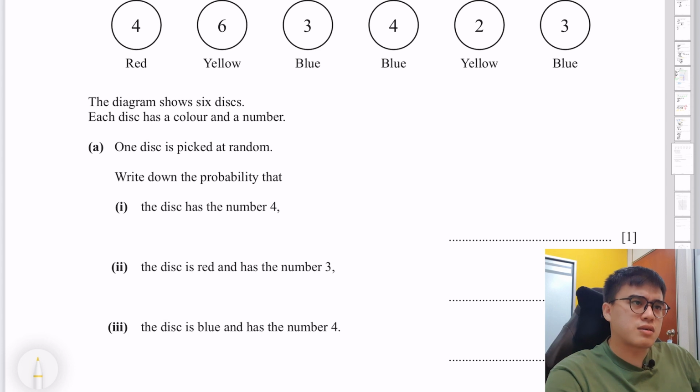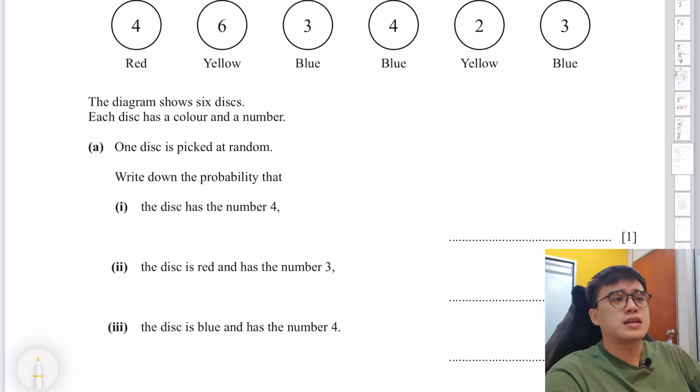Question 6, okay, probability question. One disk is picked at random and this has the number 4. Out of all the discs here, there's actually 2 of them that has the number 4. And there's a total of 6 discs here. So 2 divided by 6 will be 1/3.